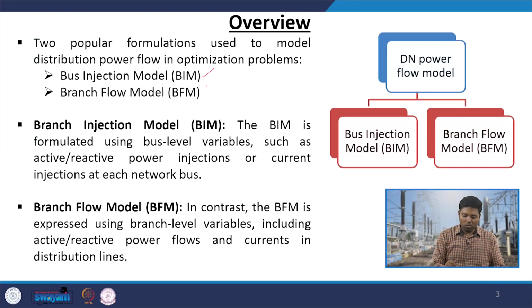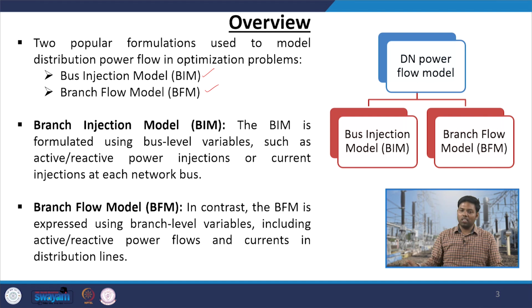At that time, we do not deal with the current model or the ABCD parameters. It is best if you can represent your distribution network in terms of powers, that may be an injected power or a power flow. So, depending upon that, for distribution networks you have mostly two different kinds of power model. One is called the bus injection model and the second is called the branch flow model.